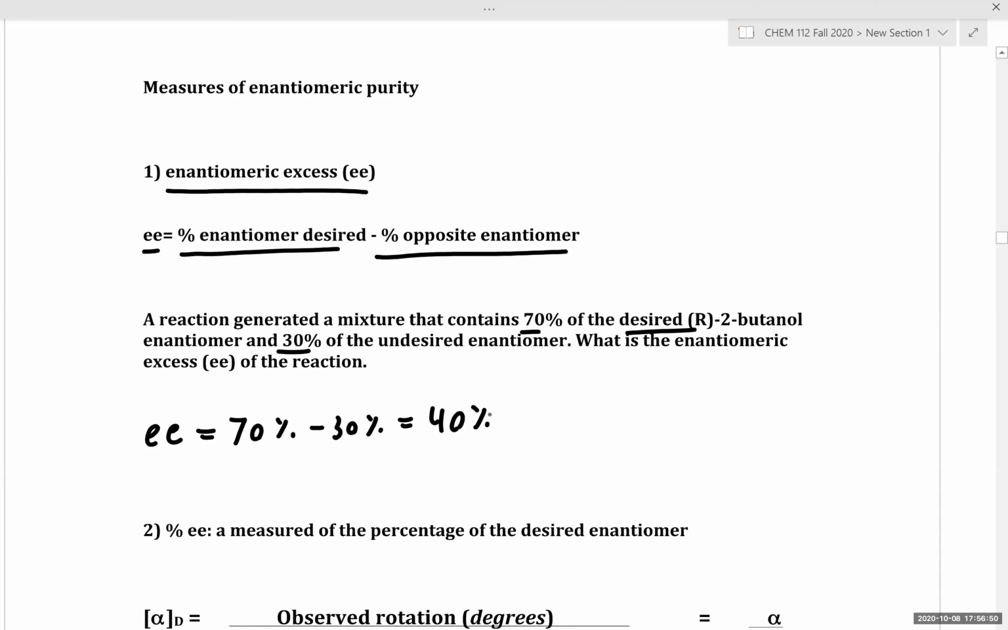EE is probably the most common measure and the most common way of assessing and reporting the amount of each enantiomer generated in a reaction, because EE looks at the amount of one enantiomer that is generated in excess compared to the other enantiomer. Does this make sense to everyone so far?